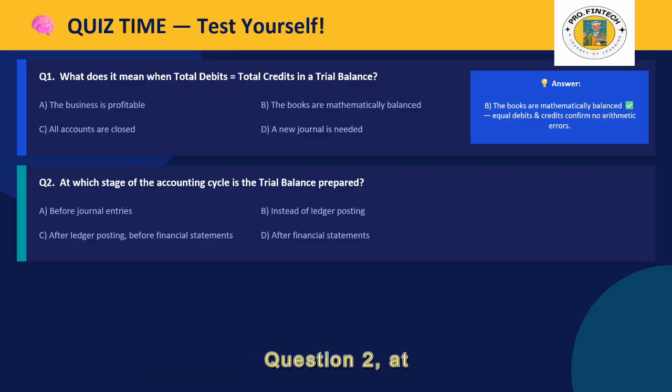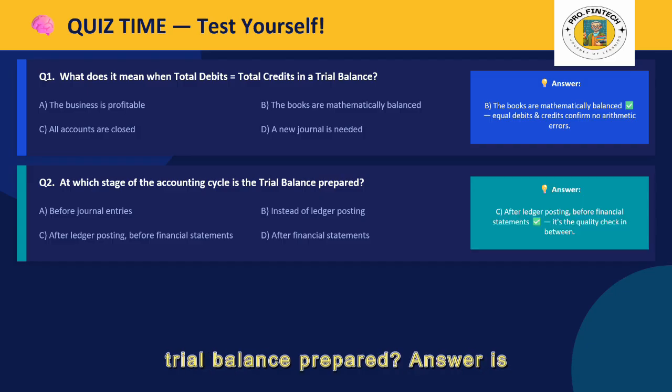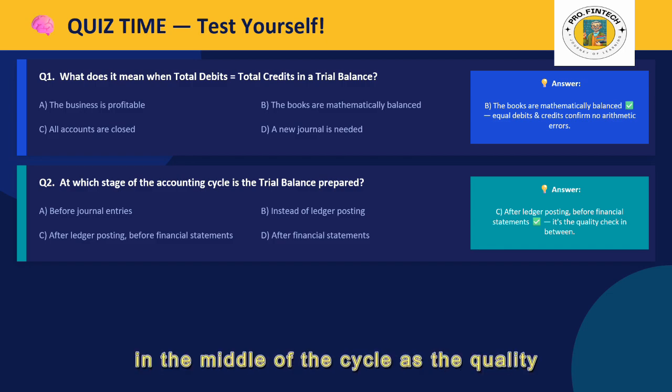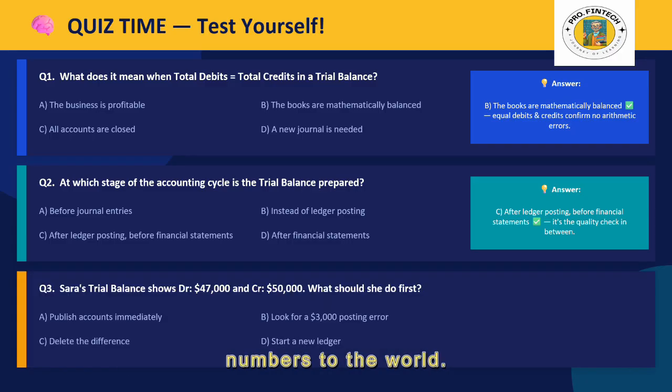Question 2. At which stage of the accounting cycle is the trial balance prepared? Answer is C. After ledger posting, before financial statements. It sits exactly in the middle of the cycle as the quality control checkpoint before you present your numbers to the world.